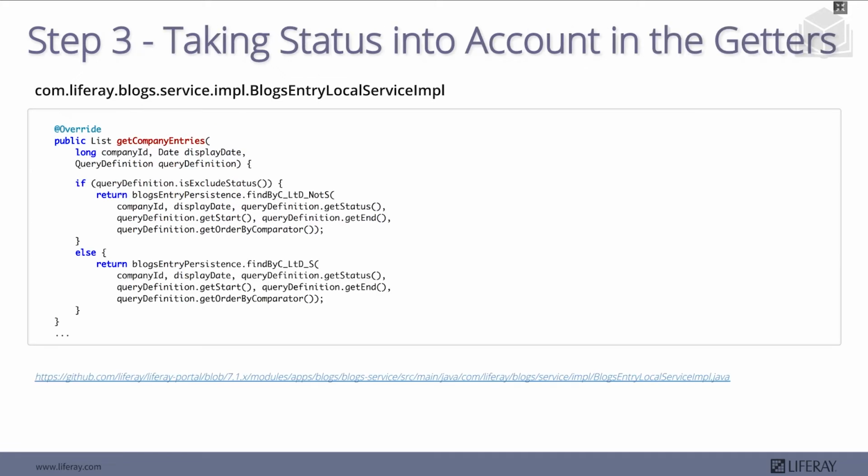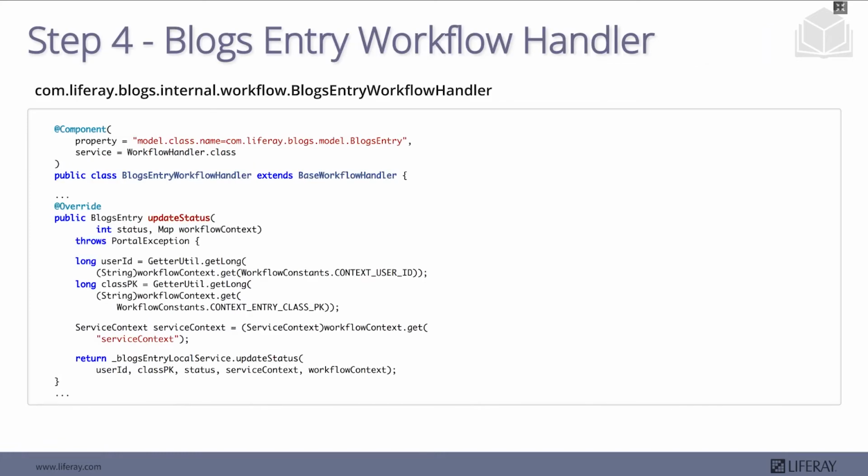So step 3 here is getting the status of the workflow. So we want to take that into account as we retrieve, or as we get, our blog entries. So step number 4 here is creating this workflow handler. The whole idea of the handler is to be able to keep track of where along the line we are in the workflow.